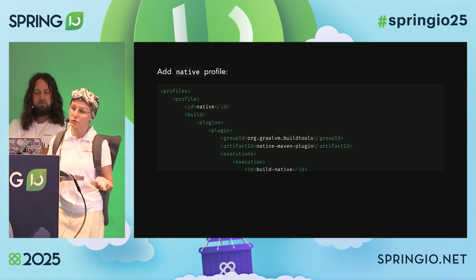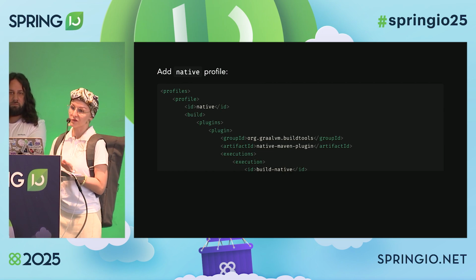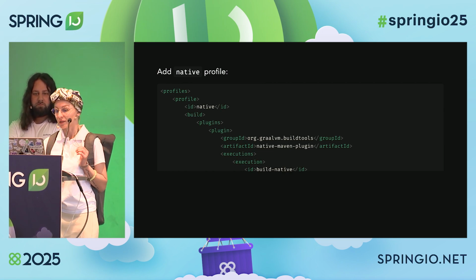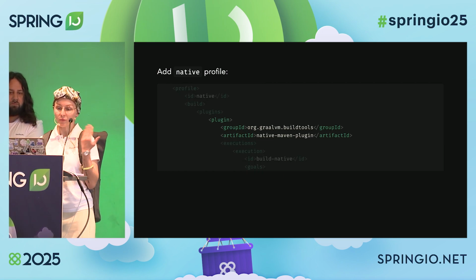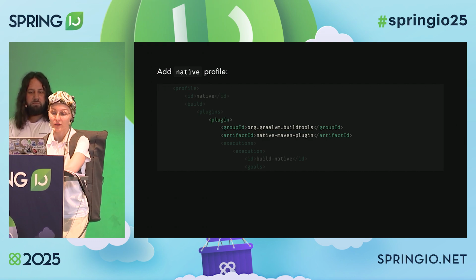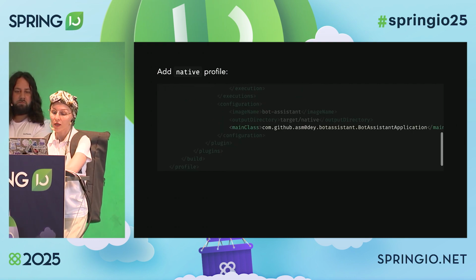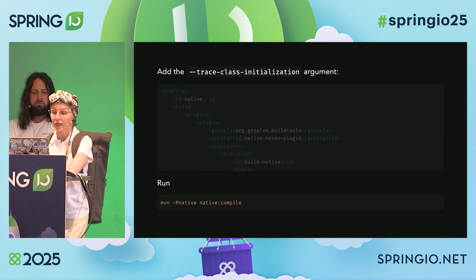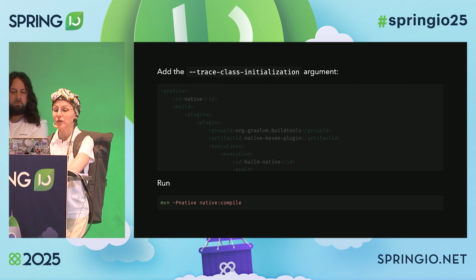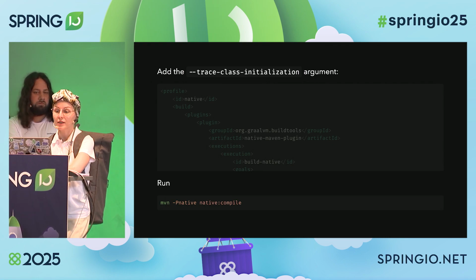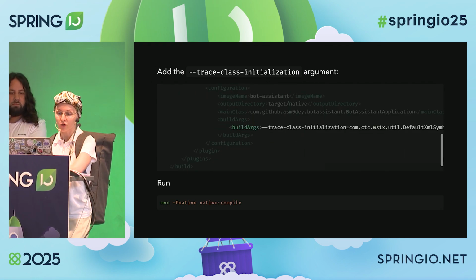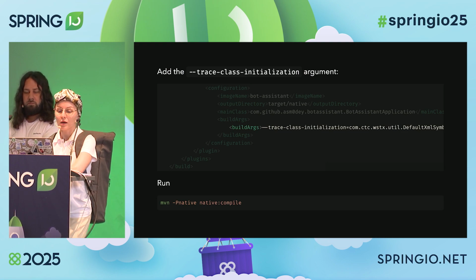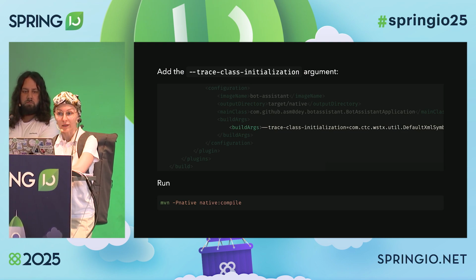So, in this case, we need to actually add the native profile because we need to configure it a bit. So that's the profile native, and we're using the plugin GraalVM build tools, pointing to the main class of our application. And then we use the trace class initialization argument as a build argument and run mvn -Pnative native:compile again.